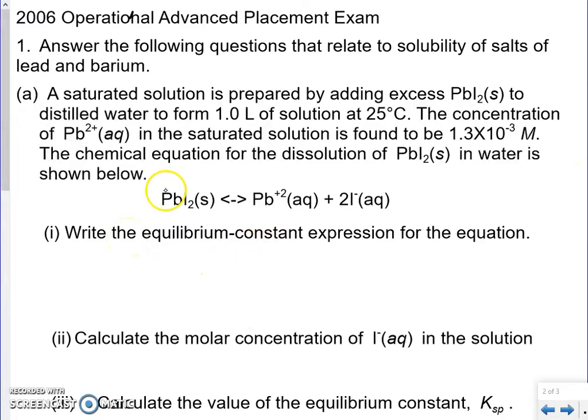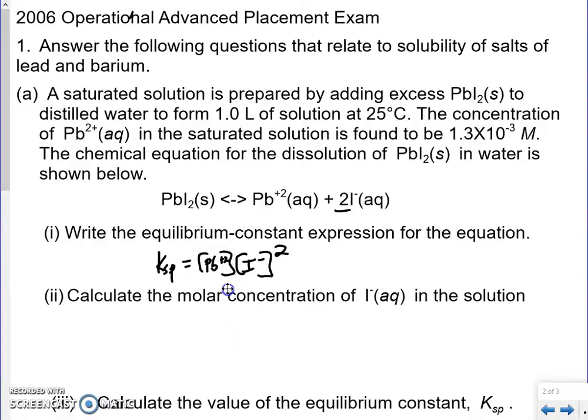It tells us to write the equilibrium expression. Hopefully we can do this in our sleep at this point in time. KSP, like all equilibriums, whether it's K, Ka, Kp, Kb, whatever, is just going to be our products over our reactants. Now our products are aqueous, our reactant is a solid, so we actually will not be including our reactant. So we just end up with the concentration of the Pb ion times the concentration of the iodine ion, and of course the iodine ion is squared due to the coefficient. So pretty easy, straightforward.